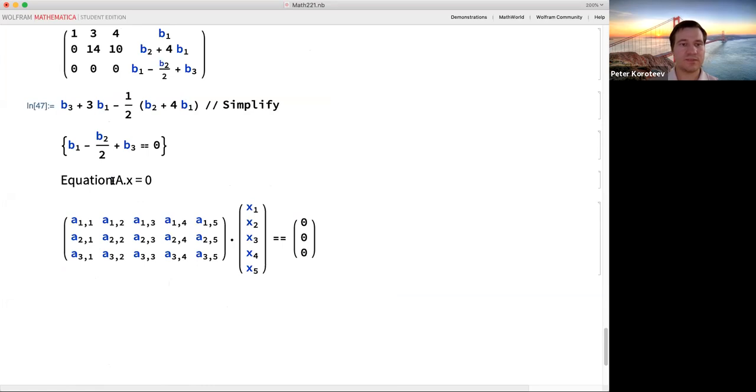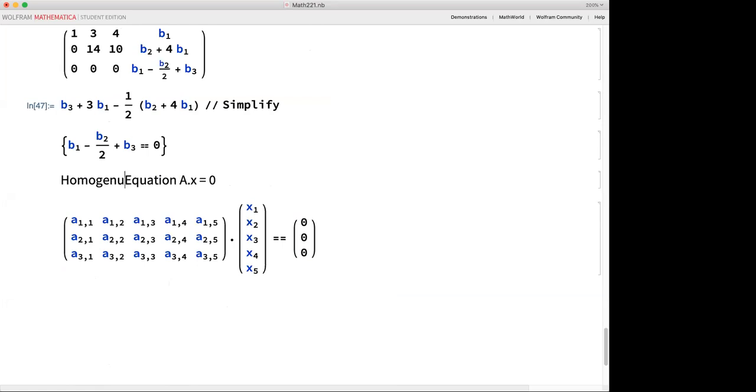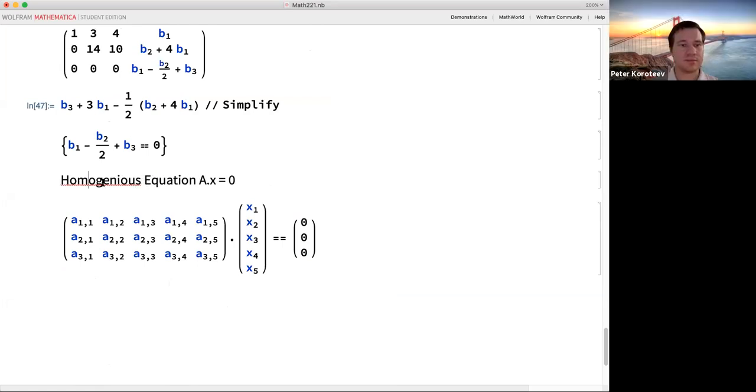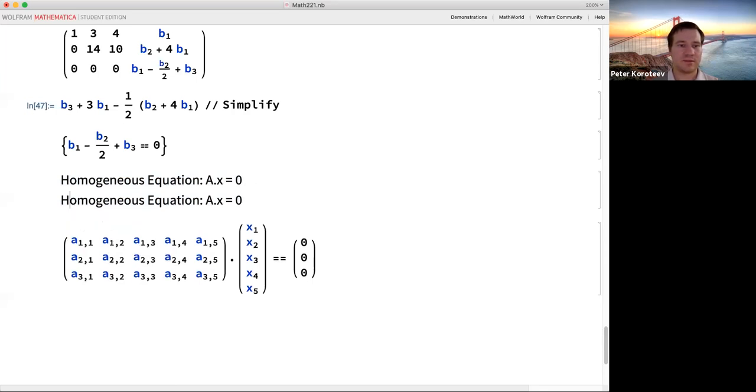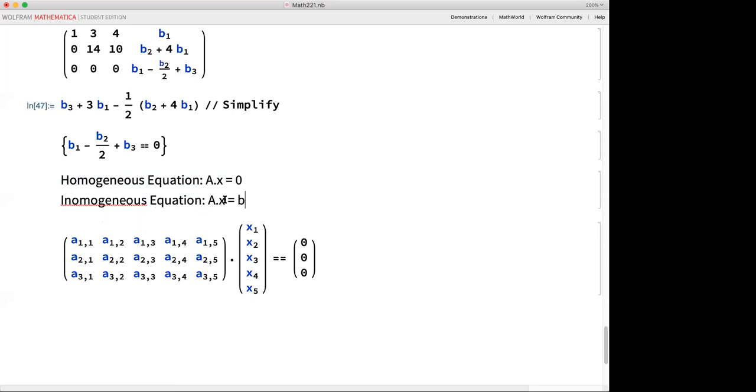So first of all, this equation is called homogeneous, as opposed to the inhomogeneous equation, where instead of zero we have b. So this is called the homogeneous equation, and this is called inhomogeneous, Ax equals b. But first, let's talk about the homogeneous equation.